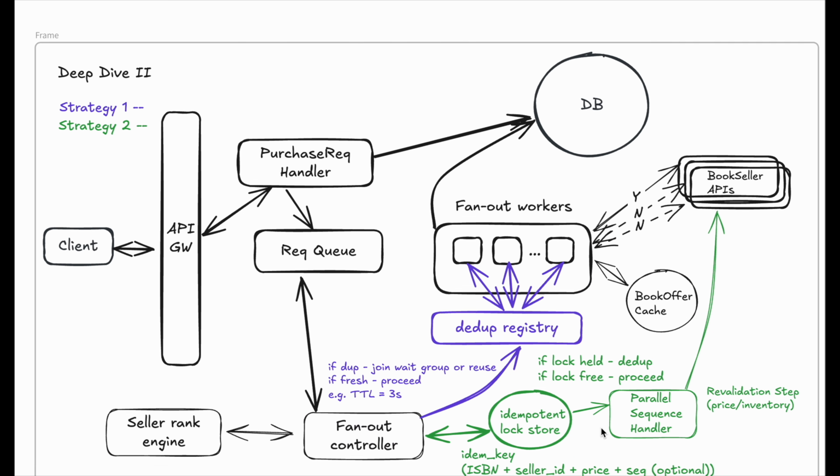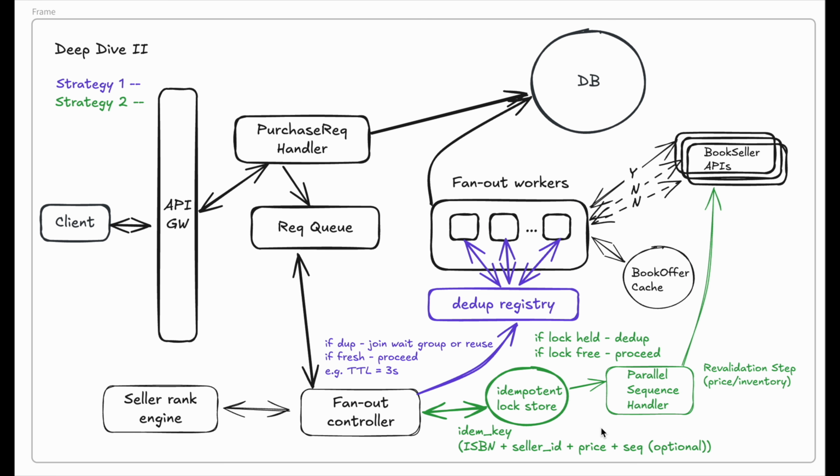Now let's walk through the updated diagram for deep dive number 2. We've added 2 key strategies, and you can see from the color coding, purple for strategy 1 and green for strategy 2. Starting with strategy 1, deduping the requests, we've introduced a new component called the dedupe registry. This acts as a short-lived memory that keeps track of the in-flight resolutions.